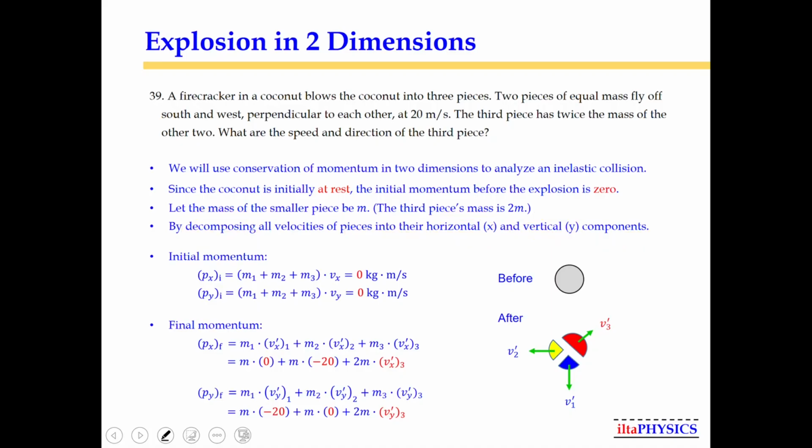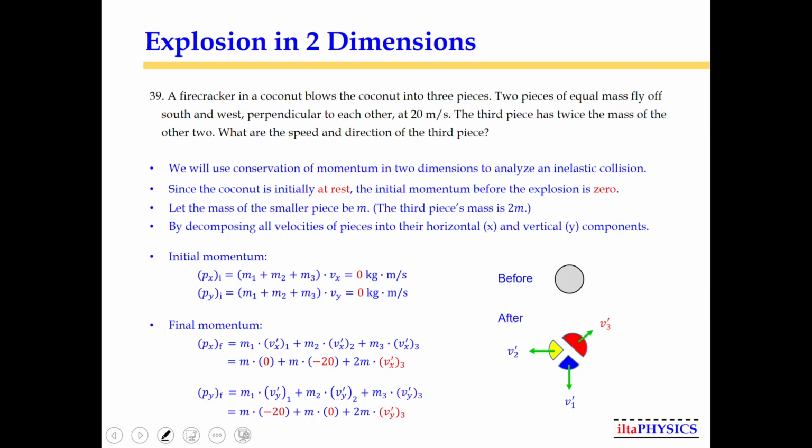The figure on the right is the before and after diagram of the explosion described in the problem. Before the explosion, it is a single object at rest. So the total momentum before the explosion, which is total mass times velocity, is zero. If we look at the after diagram, we can see that the first and second pieces fly south and west, respectively, according to the problem description. For the third piece we're asking about, we can logically guess that it will fly in roughly the opposite direction toward the northeast. Now let's calculate this quantitatively.